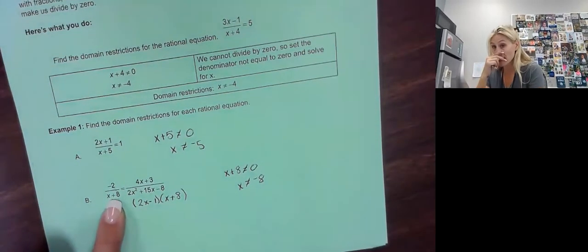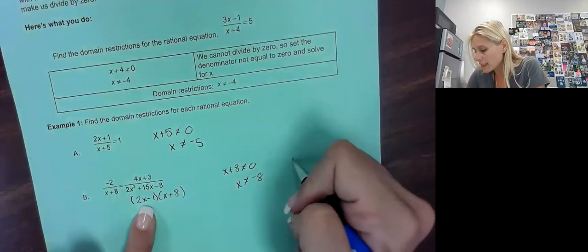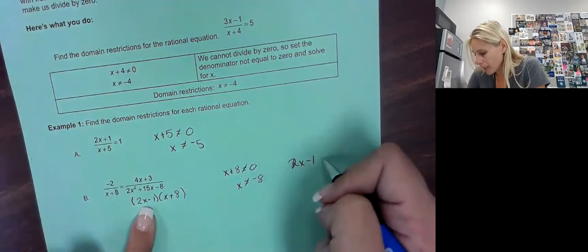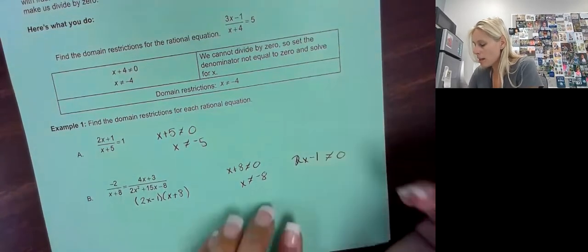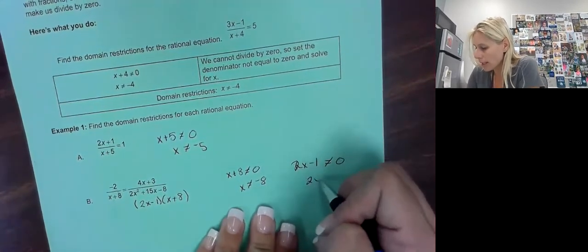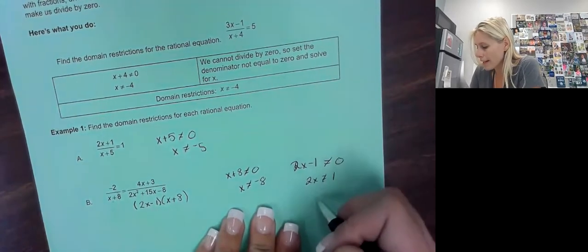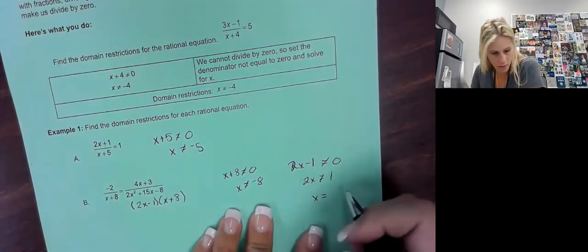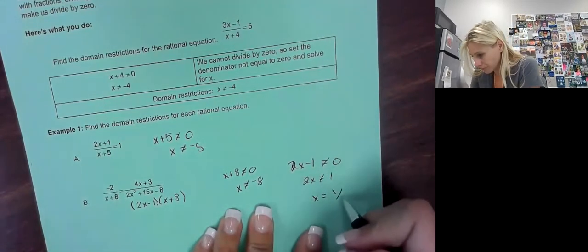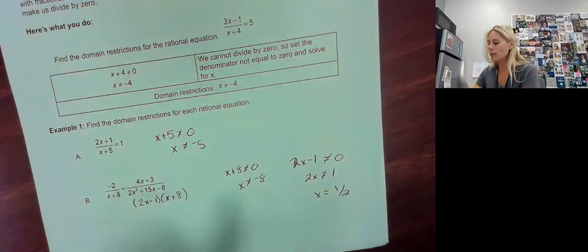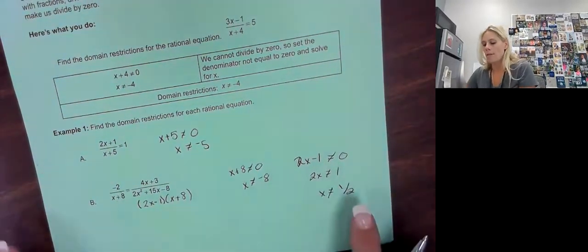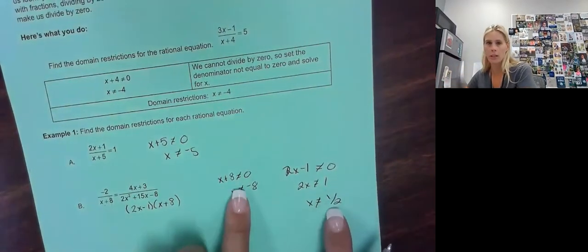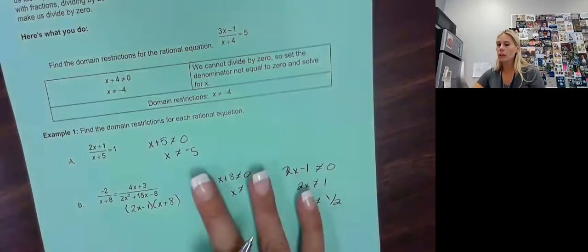And then I have one more thing in that denominator, which is this 2x minus 1. Set that not equal to 0. And then we solve. So 2x cannot equal 1, and x cannot equal 1/2. And we're done. So in this case, for B, we would have 2 domain restrictions that we would have to check. So that's just your domain restriction.